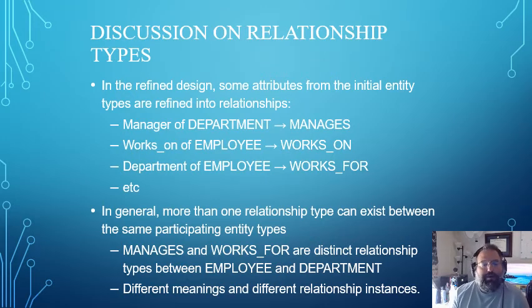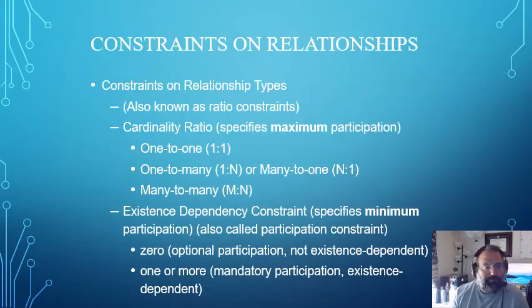In the refined design, some attributes from the initial entity types are refined into relationships, such as manager of departments, manages and works on, employee works for, and department employee works for. In general, more than one relationship can exist between the same participating entity types. Manages and works for are distinct relationship types between employee and department, with different meanings and different relationship instances.